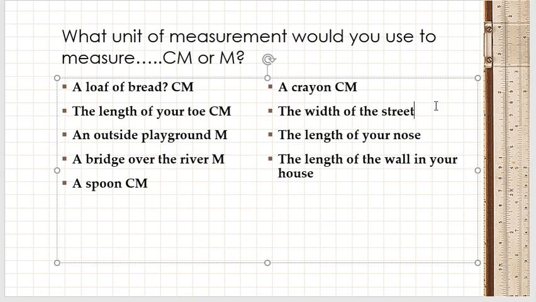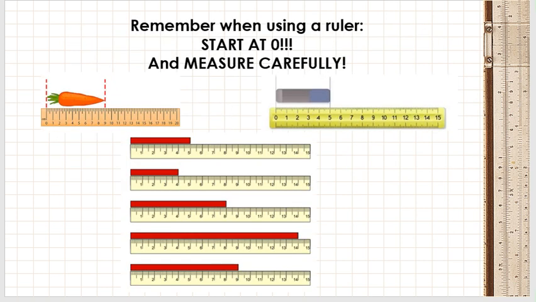If you looked outside at the streets, the width, which is from your side of the street to the other side of the street, that's pretty long, so you would use meters for that. Your nose, if you wanted to measure how long your nose was, again, it's on your face, so it's not that big, so centimeters. And then, like I said, a wall in your house, well, unless it's a very tiny wall, maybe a mouse built it or something, then you could use centimeters, but otherwise you're going to use meters for that.